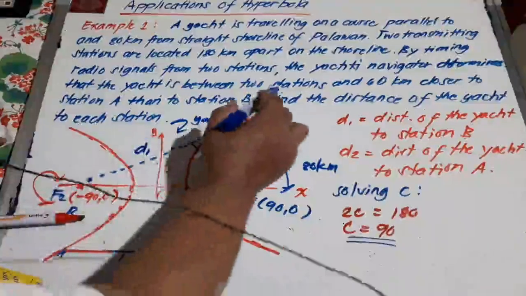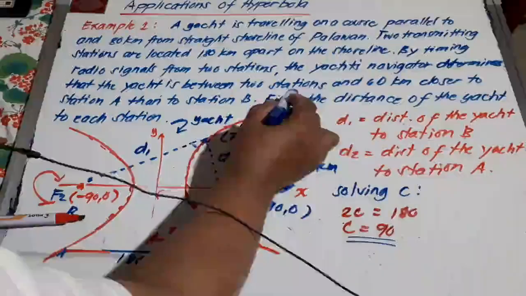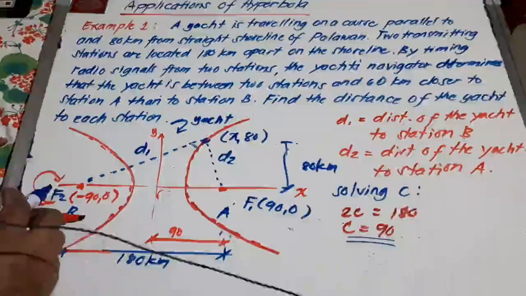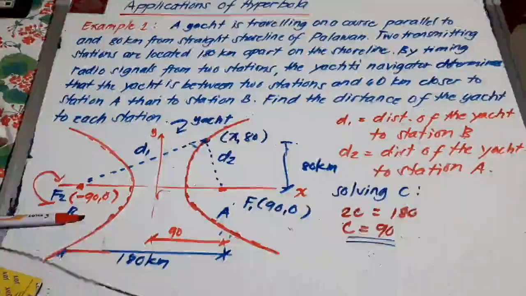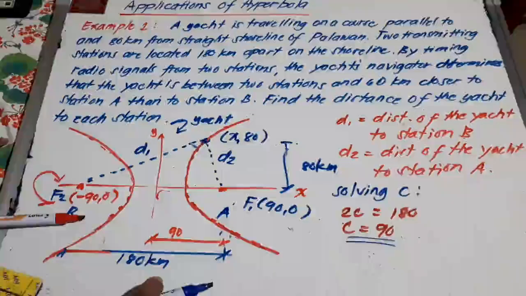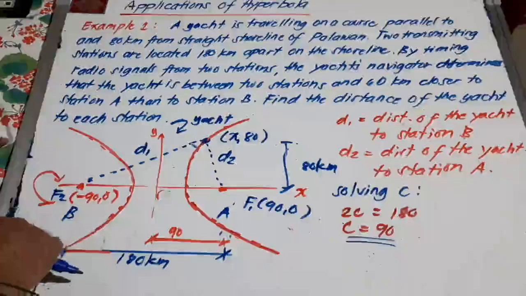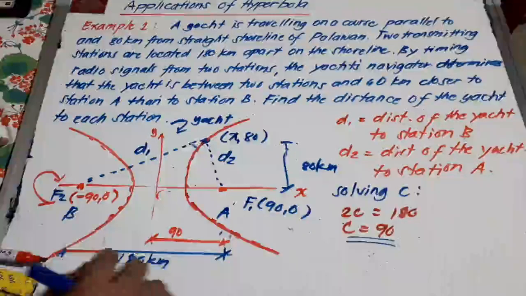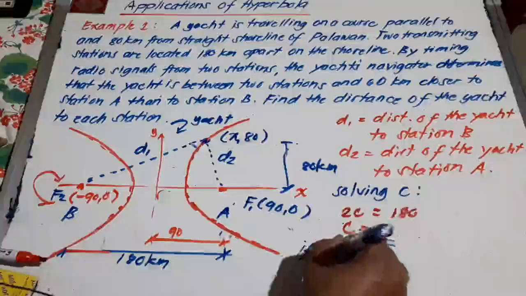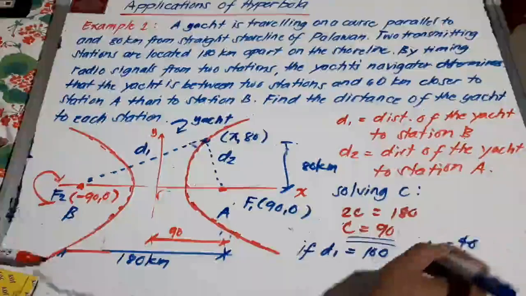Okay, dito, from this statement, the yacht is between two stations and 60 km closer to station A than to station B. What does it mean? Ibig sabihin, if the distance of the yate is 100 kilometers to station B, ang distance ni yate dun sa station A will be 40. Kumbaga, if D1, let's say, is 100, therefore D2 is 40.